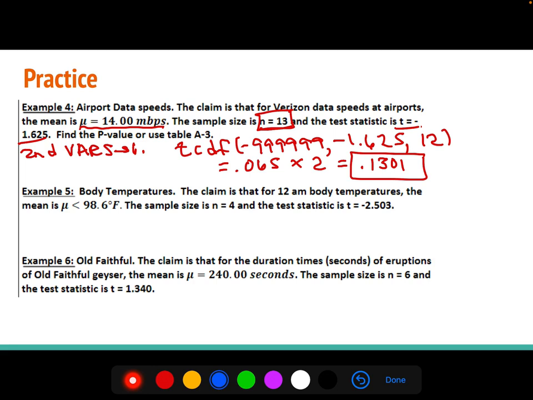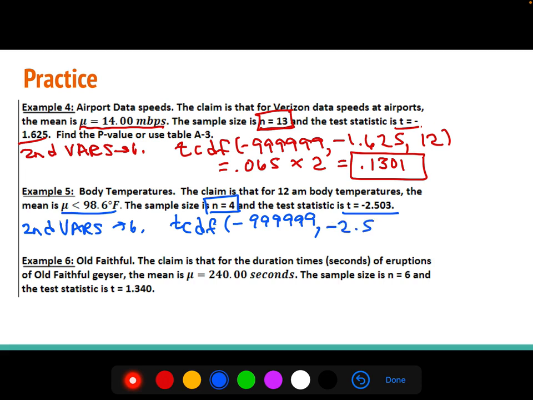Okay, our next one, body temperature. We got the claim that for 12 a.m. body temperature, the mu, the sample size, and the test statistic. So again, back to second vars number 6, and we're going to do the t cumulative distribution for a small number. They give us negative 2.503. The degrees of freedom, 4 minus 1 is 3, and in this case we get 0.0437. And of course that's rounded.